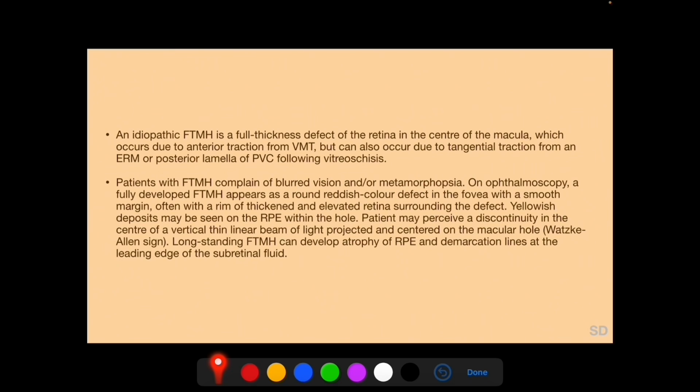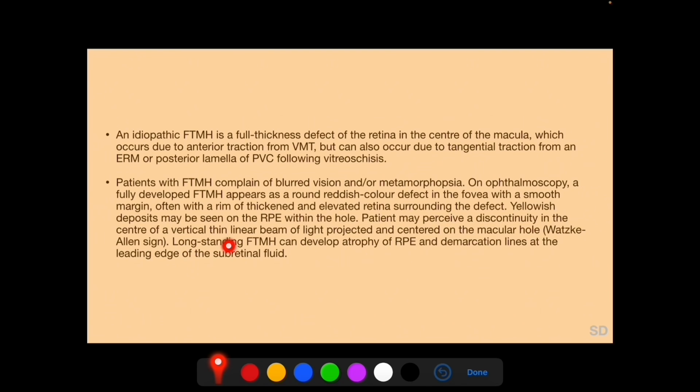On ophthalmoscopy, a fully developed full thickness macular hole appears as a round reddish colored defect in the fovea with smooth margins and often with a rim of thickened and elevated retina surrounding the defect. Yellowish deposits may be seen on the retinal pigment epithelium within the macular hole. The patient may perceive a discontinuity in the center of a vertical thin linear beam of light projected and centered on the macular hole, which is called the Watzke-Allen sign.